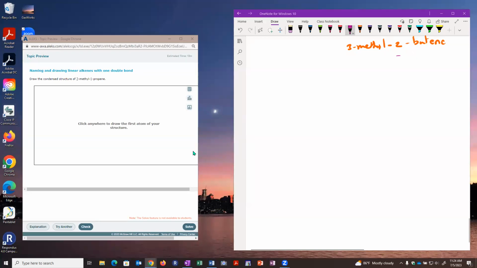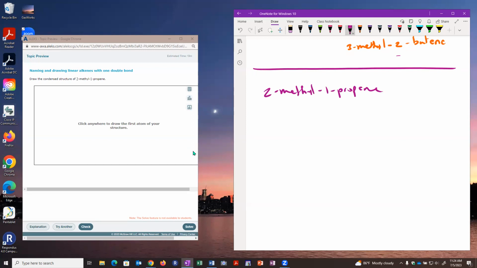All right, so in this one, we're going in the opposite direction. Now we're given the name, 2-methyl-1-propene, and we want to draw the structure for this. It says to draw the condensed structure. Again, I like to draw this on a separate piece of paper, and then you can translate it to the ALEKS template. So start with the last name. 1-propene: prop means 3 carbons, and ene means carbon-carbon double bond.